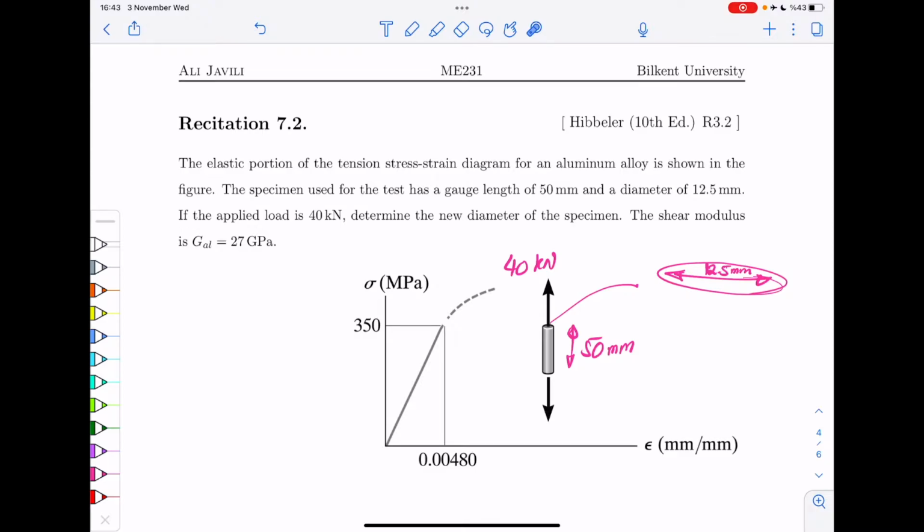Okay? So basically what we want to do is the following. We are looking for the new diameter. Let's call it D prime. D prime is the old diameter plus the change in diameter. Now, the old diameter is 12.5 millimeters. What we need to calculate is the change of diameter, right? Now, how do you calculate the change of diameter? You need the lateral strain, right? So delta D itself would be lateral strain times D.